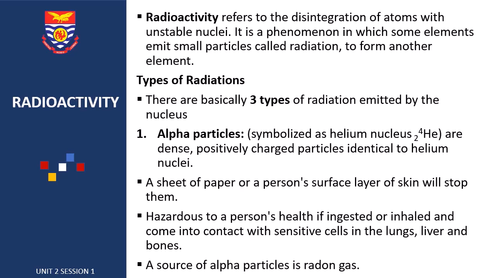Let us look at the types of radiations that are emitted by radioactivity. The first one we shall look at is alpha particles. Alpha particles are also known as helium atoms, and they are given the symbol He, as helium. They have a mass number of 4 and atomic number of 2.